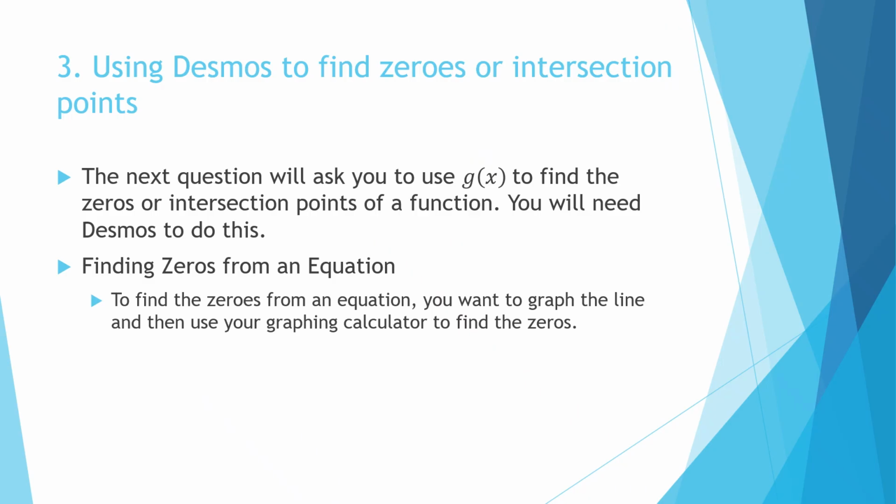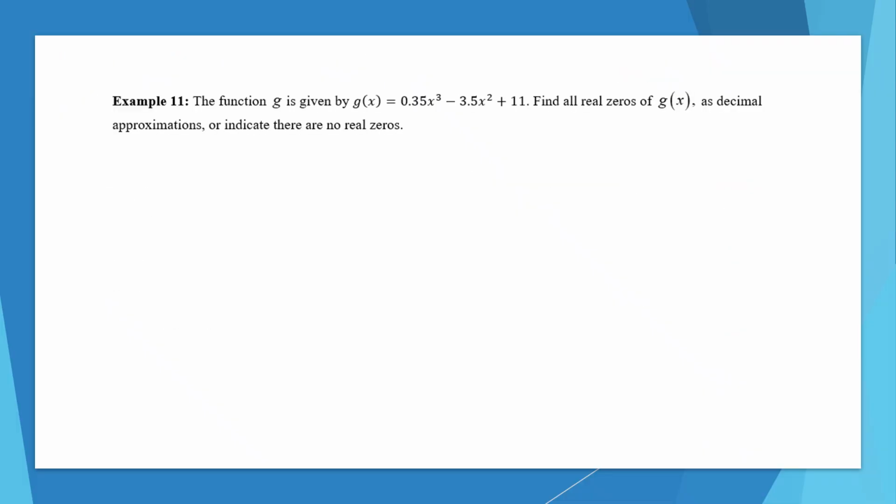All right, number 3, using Desmos to find the zeros or intersection points. So the next question will always be asking about the equation, and will ask you to use Desmos or your graphing calculator to find either points of intersection or zeros on a graph. And so it's pretty much just a matter of typing the equation into Desmos. So let's take a look at a few example problems.